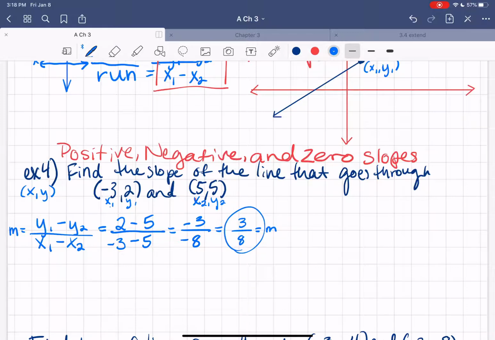This is pretty cool because this actually means a rise of 3 and a run of 8. So I have a horizontal change of 8 units and a vertical change of 3 units. Very cool. The other thing that we want to pay attention to that can be easy to overlook is that this is a positive 3/8. This is a positive slope.